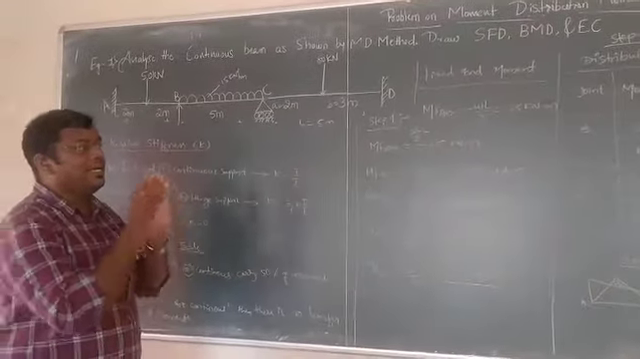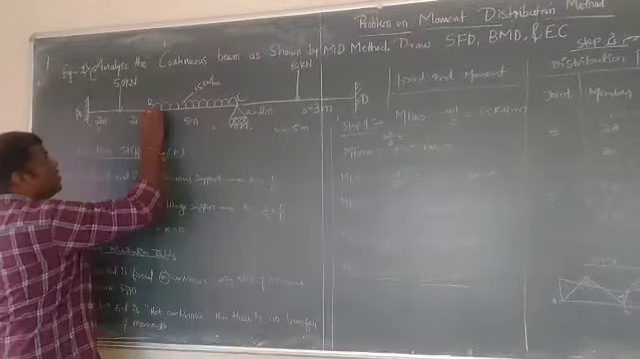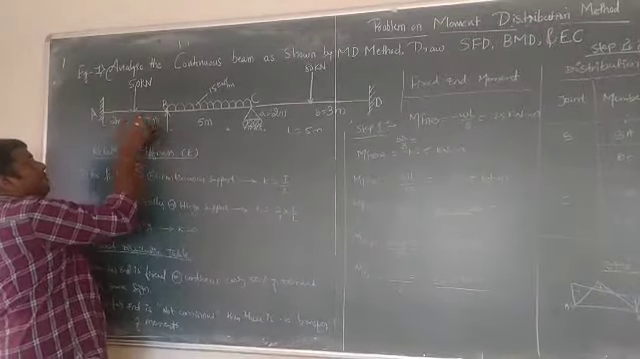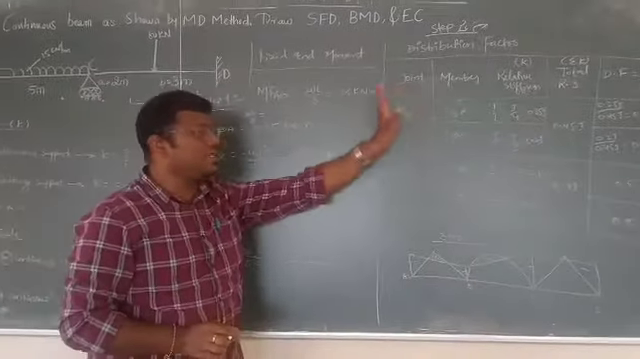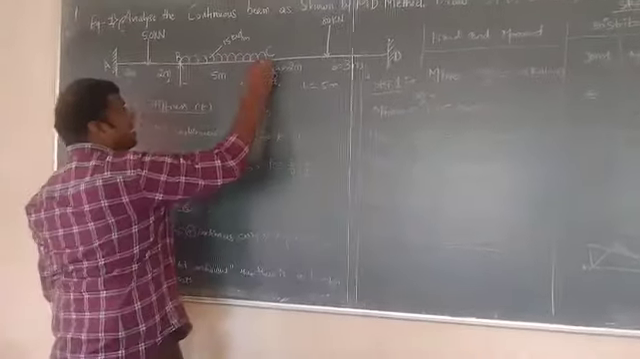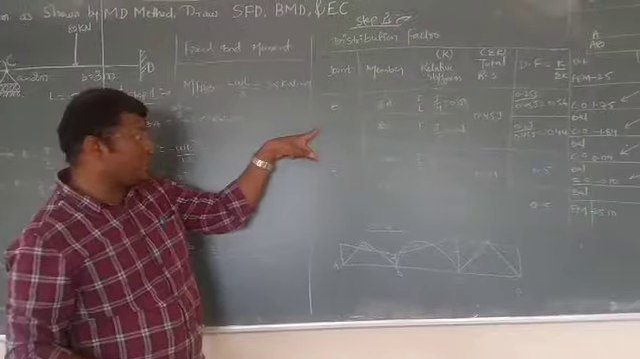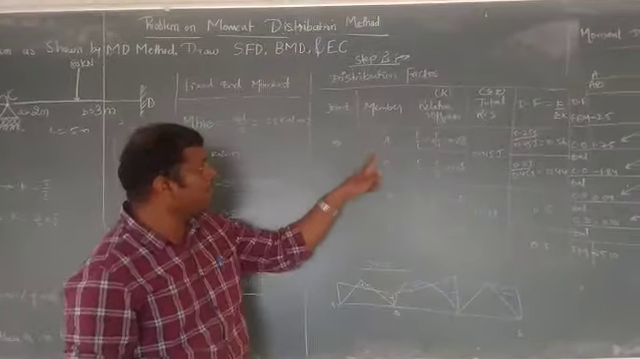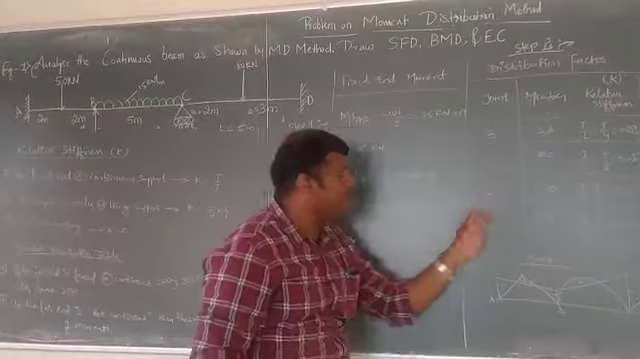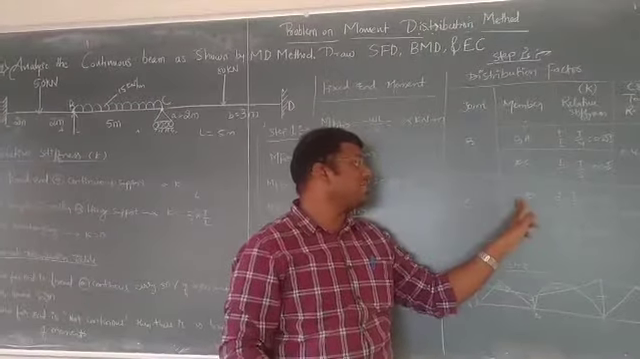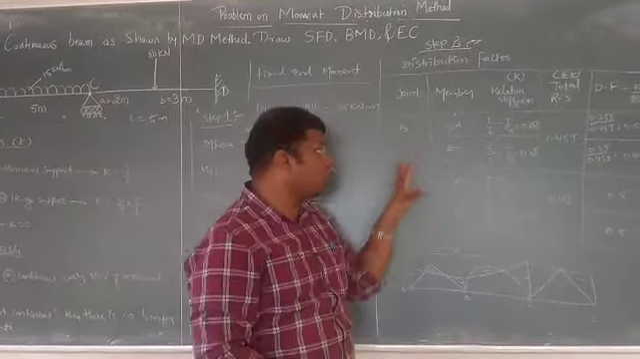A joint is nothing but a point at which two or more members are meeting. In this case, this is a joint at which BA and BC are meeting, so I have considered this as a joint. Coming to C, again I have two members, that is BC and CD. So these are the two joints where I am going to calculate the distribution factor. The members meeting at joint B are BA and BC, and at joint C the members meeting are CB and CD.